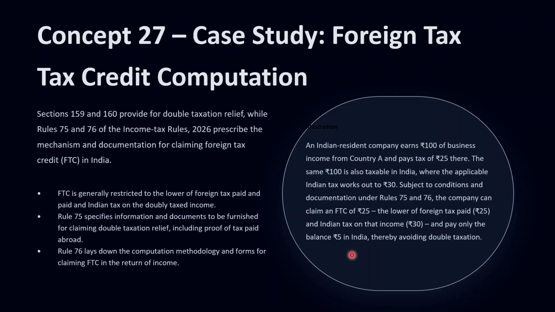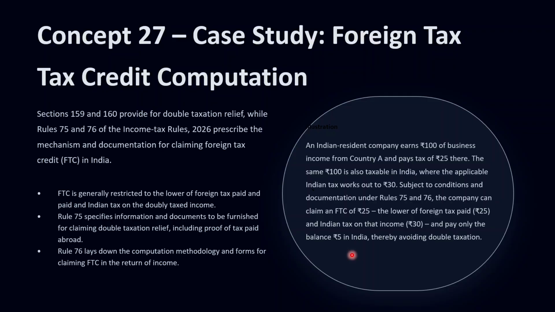So subject to the documentation, such as the foreign tax payment certificates and prescribed statements under Rule 75 and 76, the company gets the foreign tax credit of rupees 25 because that is a foreign tax paid, and is less than the Indian tax of rupees 30. Thus, it pays only 5 rupees in India on that income, ensuring the total tax is 30 rupees, not 55.